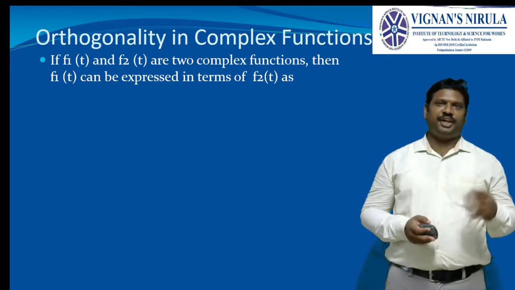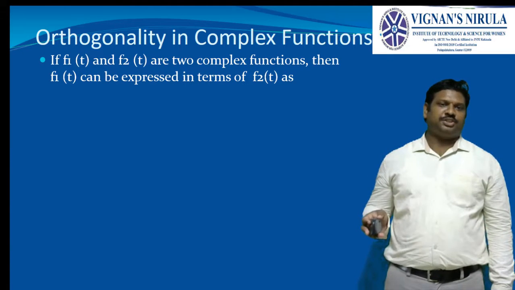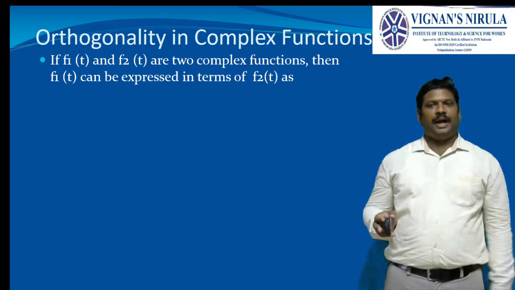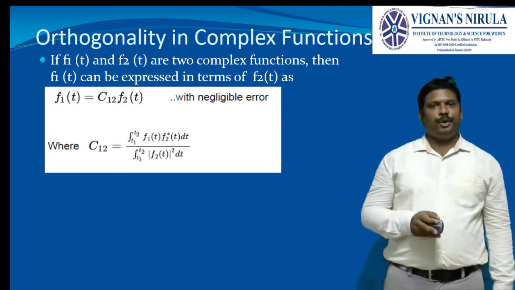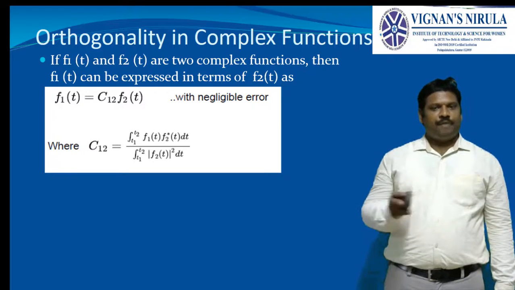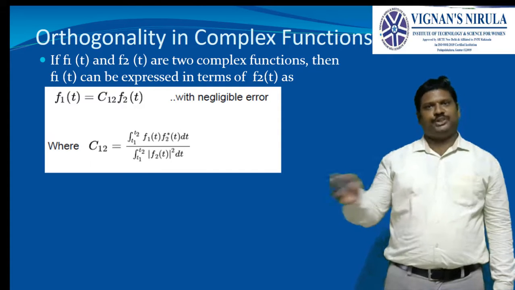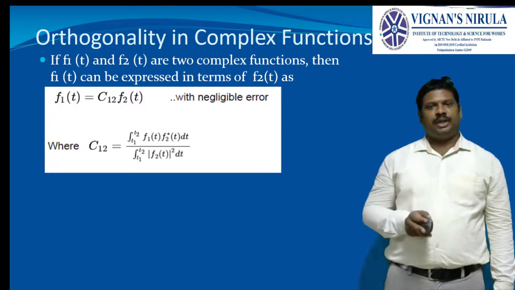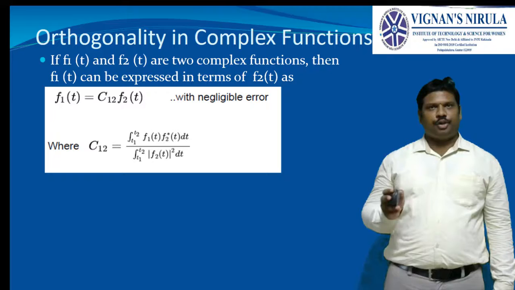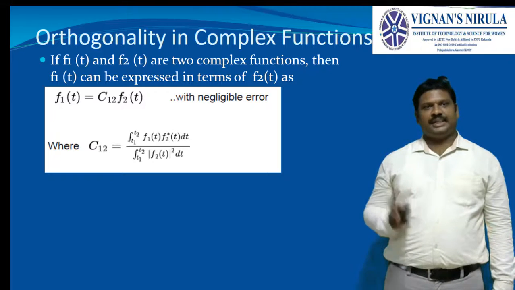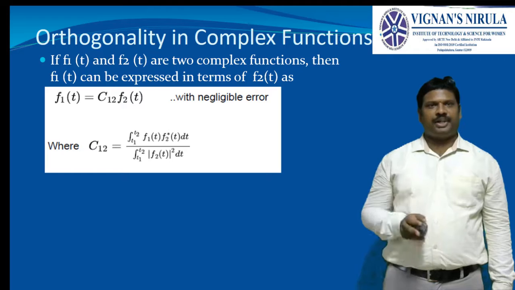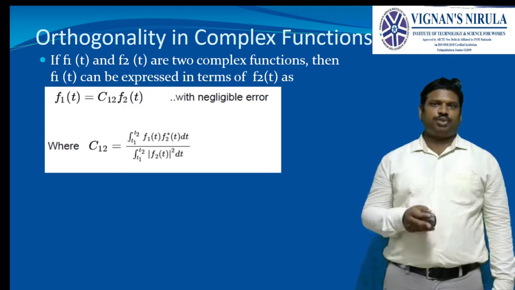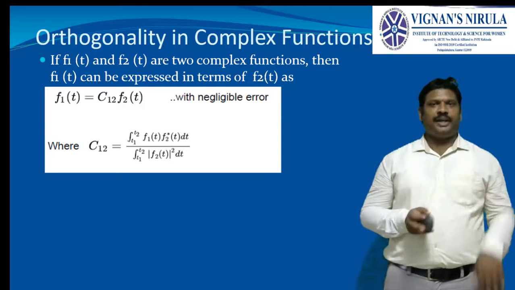Next is the orthogonality in complex functions, where the two functions f1 of t and f2 of t are two complex functions. Then f1 of t can be expressed in terms of f2 of t, which can be given as f1 of t is equal to c12 into f2 star of t, where this f2 star of t is the complex conjugate of f2 of t. While calculating c12 also we will get the same thing, that is integral of t1 to t2, first function as is, f1 of t. In the second function, in place of f2 of t, we replace with f2 star of t, and the denominator also the second function as is, that is f2 star of t whole square, while squaring we will take the magnitude.